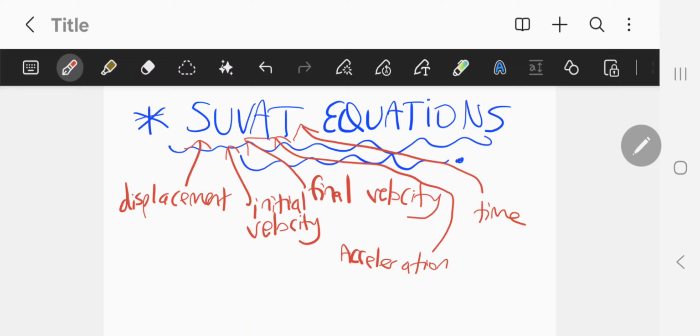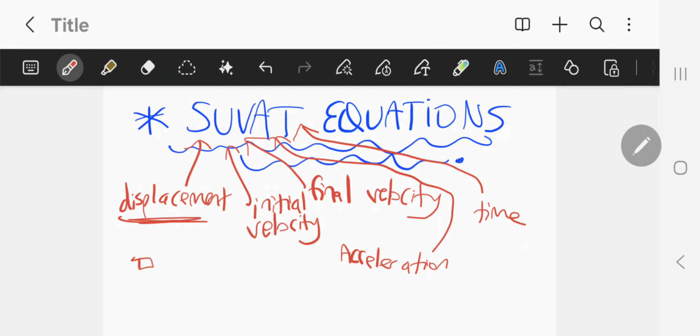So when you hear SUVAT, that's what it means. It really stands for those things. And these are quantities that are used throughout Year 11 and Year 12 physics. Okay, these are things that we experience every day. Displacement, for example, is a measure of how far you are from your starting point. Okay, it's a vector, so it's got direction.